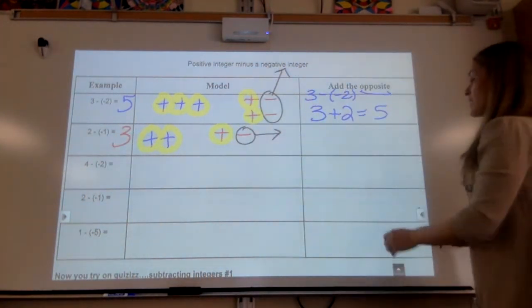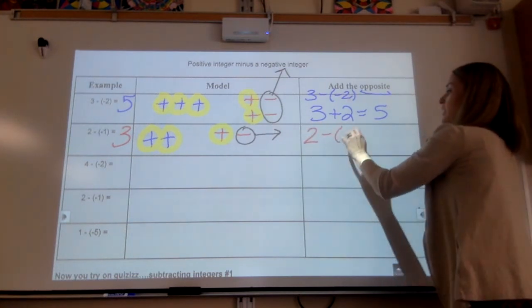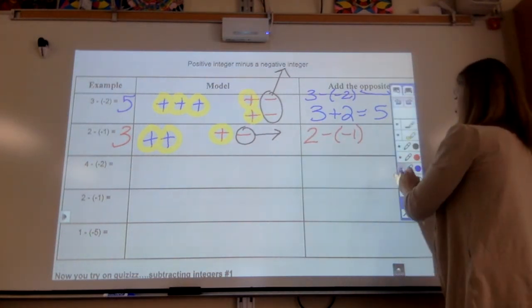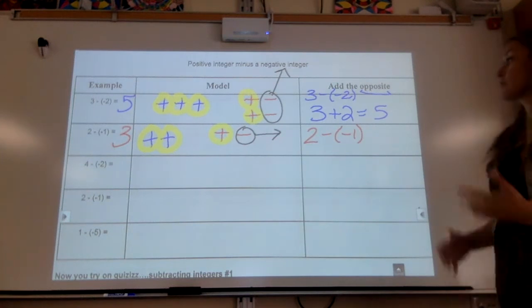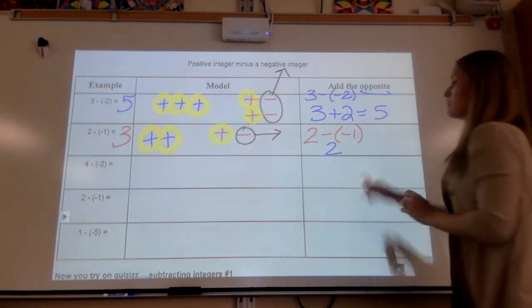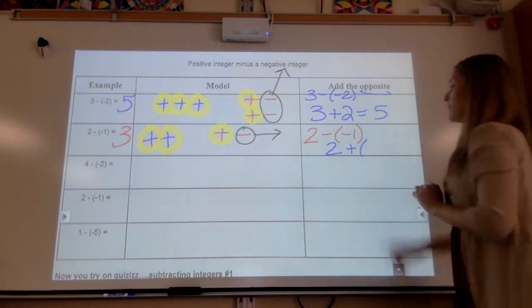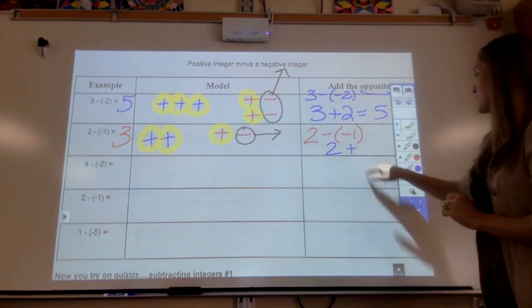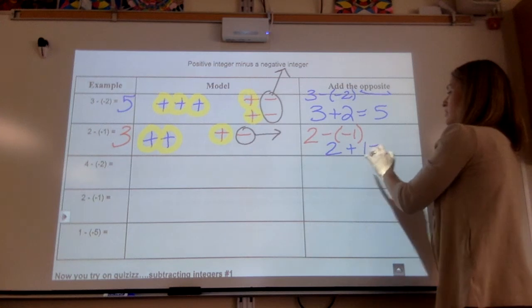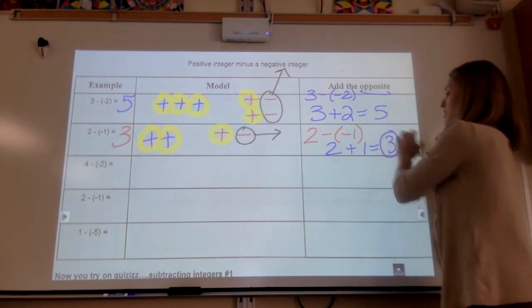So now let's rewrite that expression over here. 2 take away a negative 1. So we're going to use that idea of adding the opposite. So my 2 stays the same, my subtraction becomes addition, and my negative 1, what's the opposite of negative 1? Positive 1. 2 plus 1 is 3.